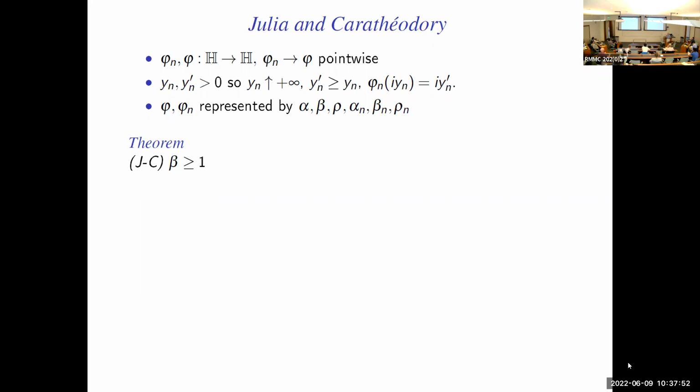Right, it's a special sequence: 1, 2, 4. The convergence of the functions phi n to the function phi is equivalent basically to saying that the whole measure, the point mass beta n at infinity plus the measure rho n, converges to the corresponding measure, beta point mass at infinity plus rho, in the weak sense. Finite measures, and they converge in the weak sense on the extended real line.